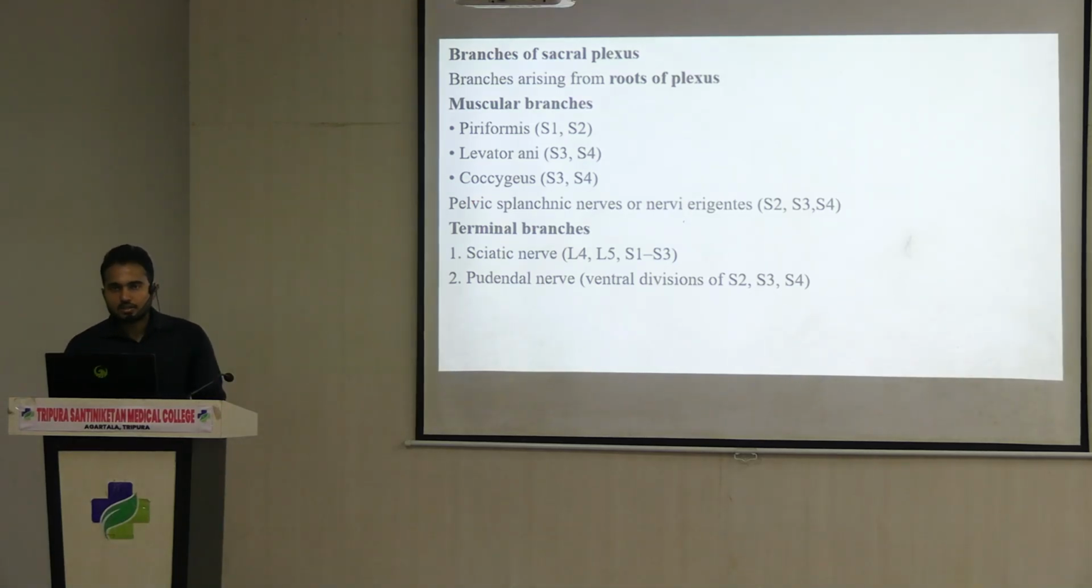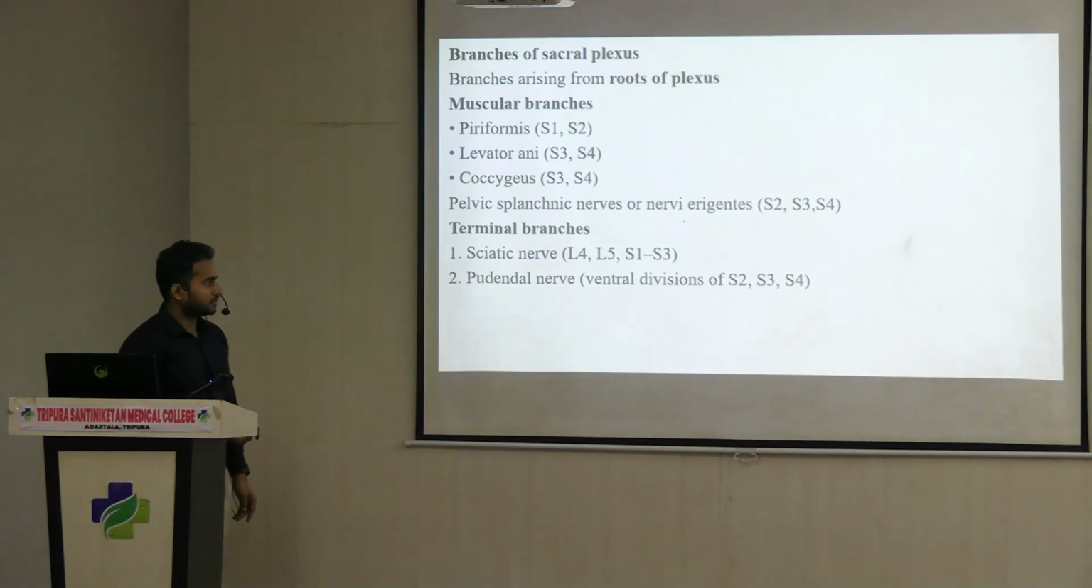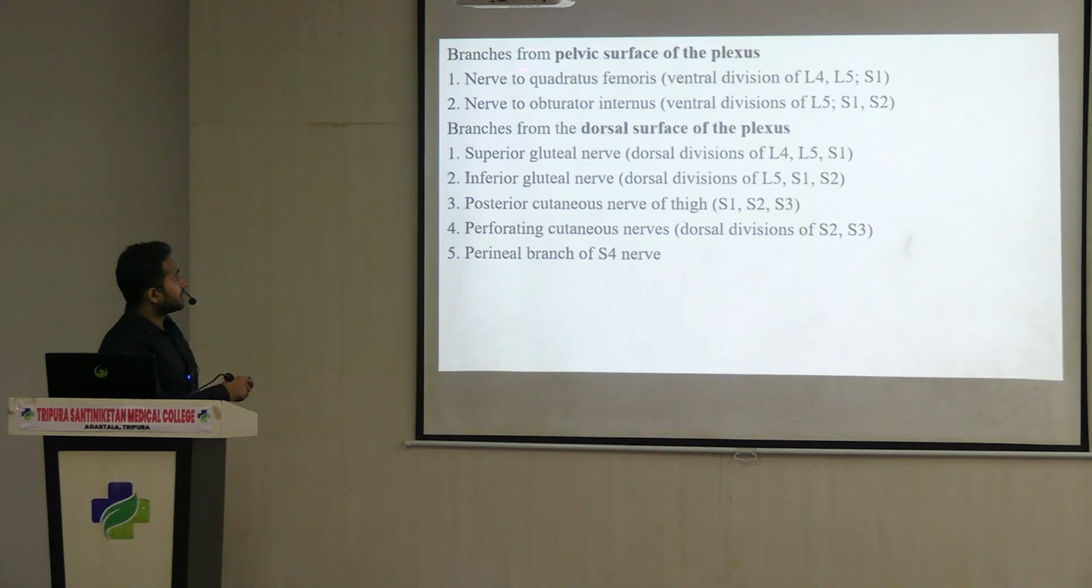Next, terminal branches are there. So what are those two terminal branches? Sciatic nerve and the pudendal nerve. And here you can see the branches from the pelvic surface, that means from the anterior surface, and branches from the dorsal surface of the plexus, that means the posterior aspect of the plexus. Okay. Now here from the pelvic surface only two nerves are arising, that is the nerve to quadratus femoris and obturator internus. You can see the ventral division.